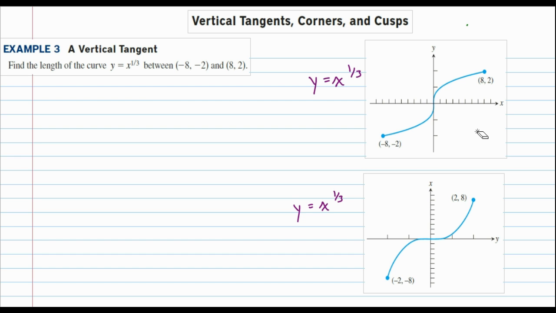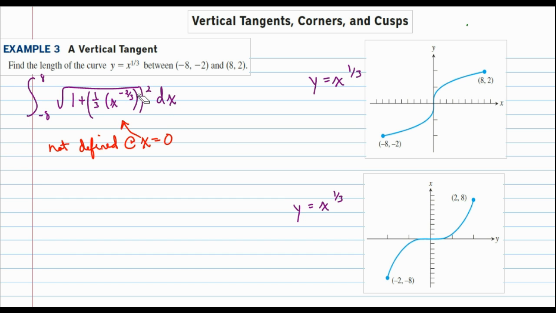So for example here, if we were going to find the length of this curve for y equals x to the 1/3, that's going to be the integral from -8 to 8 of the square root of 1 plus the derivative of x to the 1/3, which is 1/3 x to the -2/3, and then squared, dx. Problem is, this derivative is not defined at x equals 0. There's a vertical tangent there.